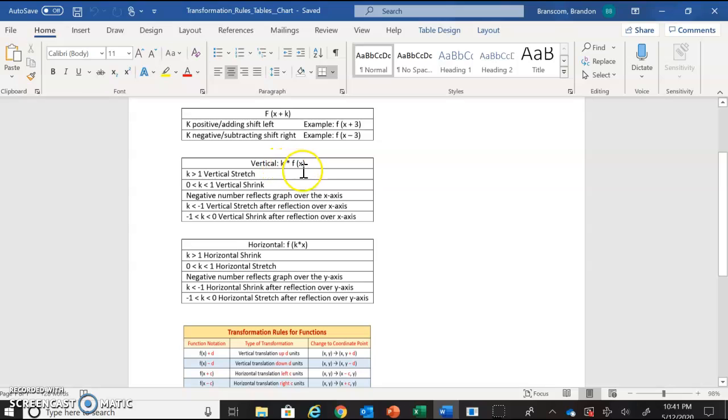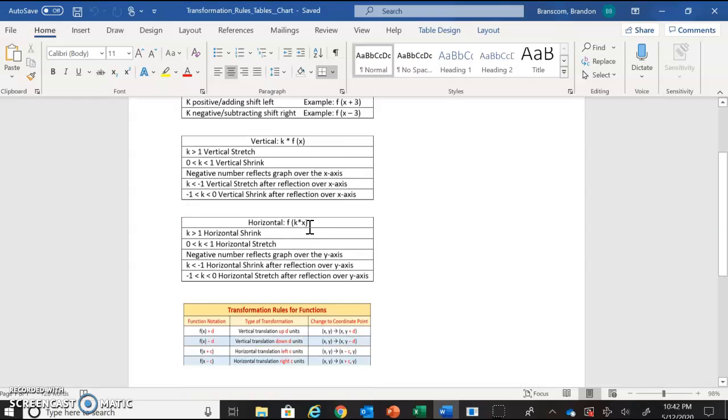If it's k times f of x, where k is on the outside here, if k is greater than 1, it's a vertical stretch. If k is between 0 and 1, it's a vertical shrink. And I put the word vertical in there just to make it as clear as possible about what we're focused on for this transformation. And if it's a negative number, it reflects over the x-axis for this one. And if it's a negative number that happens to be less than -1, it's a vertical stretch and that reflection because it's negative. If it's between -1 and 0, it's a vertical shrink and that reflection over the x-axis.